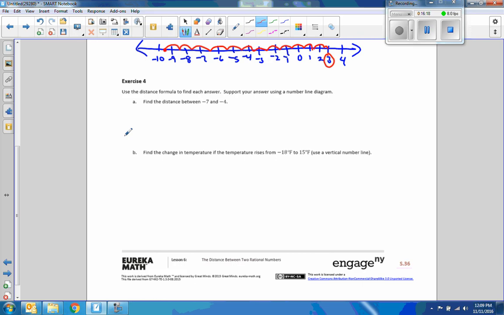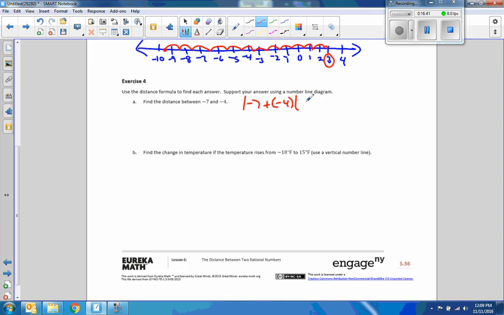Okay, take a moment to do this. Pause the video. When you're all done, come back, play the video. Here is the solution when you're done. Okay, use the distance formula to find each answer. Support your answer using a number line graph. Find the distance between negative 7 and negative 4.